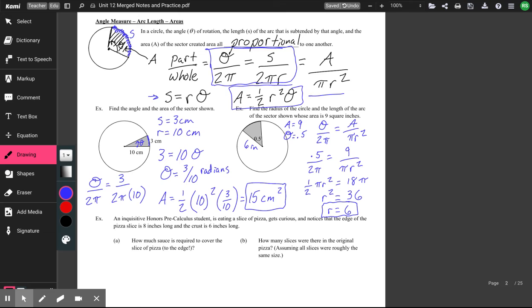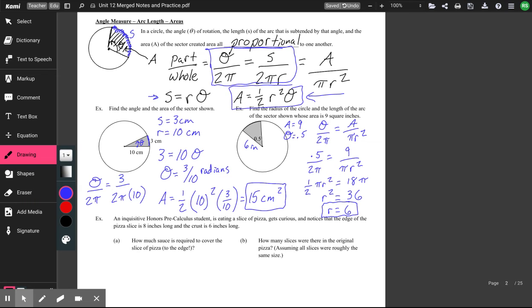We also could have used this equation up above. 9 is equal to 1/2 the radius squared times 0.5. You're going to end up in the same place. So whether you're choosing to use the proportions or you are just choosing to use your formulas, in the end, you're still going to end up with the same final answer.